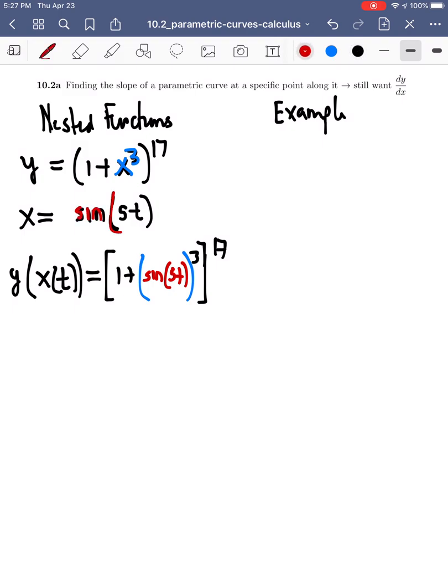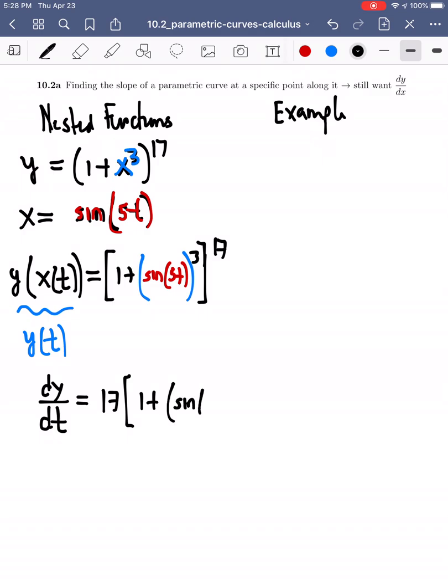So, okay, we've just gone over nested functions, so what? Well, this on the left-hand side now looks really just like y is a function of t. So let's take that derivative. If we look at dy dt, well, we have to do the power rule, so that 17 comes down. We get 1 plus, well, what's there, sine of 5t, that quantity cubed, to the 16th power.